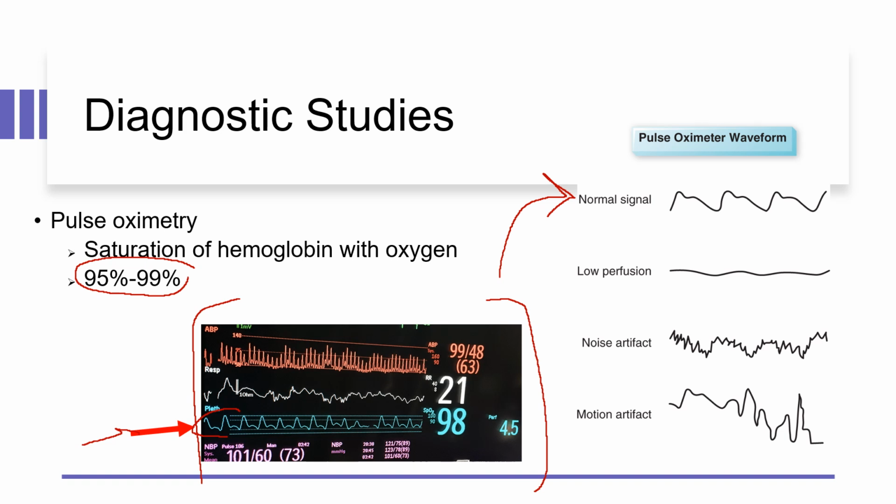And then you can see low perfusion. It just means there's something wrong with the probe, or maybe the patient doesn't have very good perfusion. Maybe they're hypovolemic or very anemic. And then noise artifact and motion artifact. That's kind of like maybe the finger's dirty, the patient's moving around a lot, there's not a secure connection. So when you look at one of these screens, that's just another thing that you can look at to make sure that this number, your SpO2, is as accurate as possible.